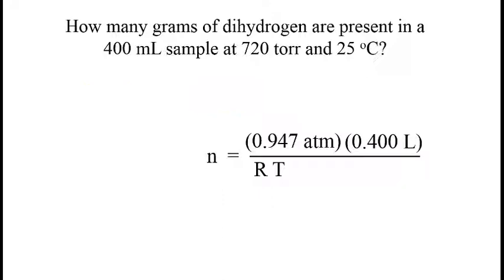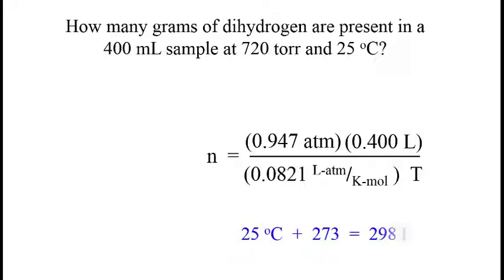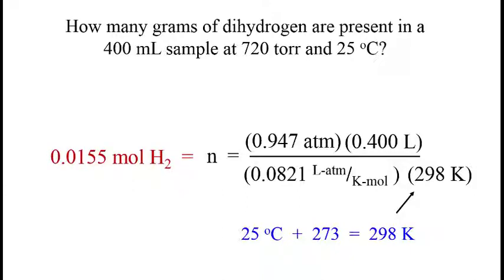R is the ideal gas constant, which is simply plugged in as 0.0821 liter atmospheres per kelvin mole. Temperature needs to be in kelvins, but is given in degrees Celsius. To convert, we need to add 273 to 25, resulting in a temperature of 298 K. We plug this into the equation as well. Doing the algebra, this comes out to 0.0155 moles of dihydrogen.